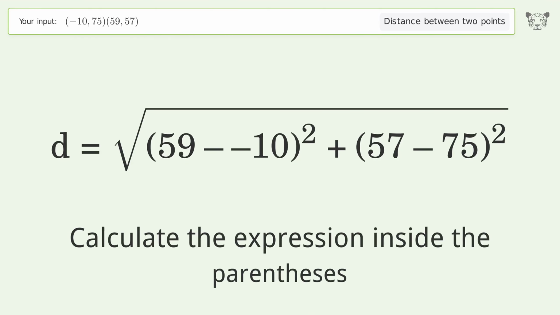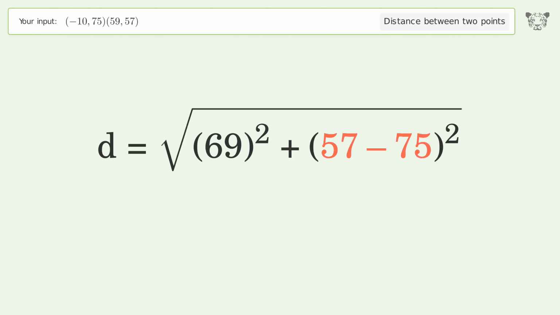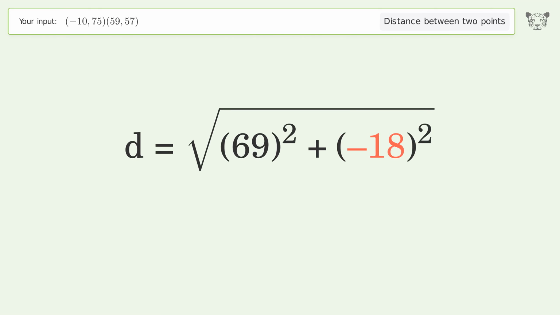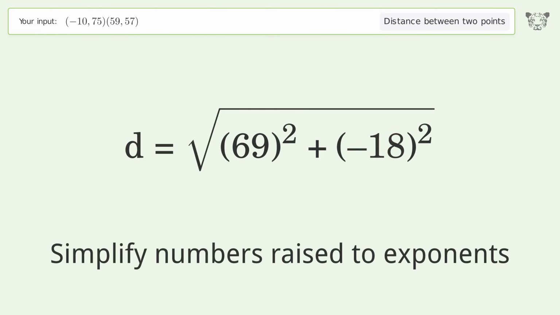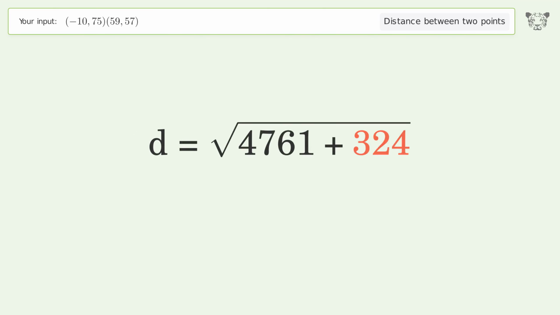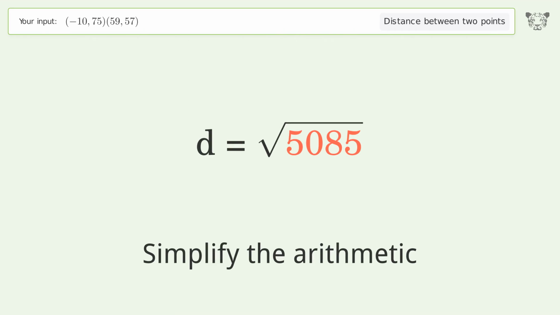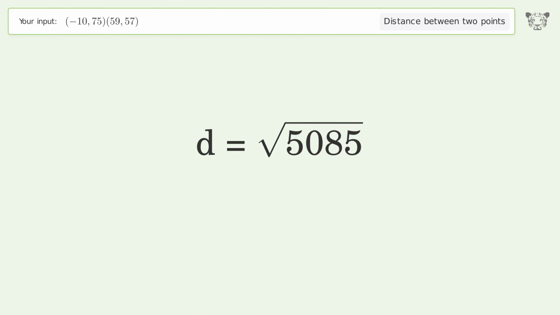Calculate the expression inside the parentheses. Simplify numbers raised to exponents. Simplify the arithmetic. And so the distance between the 2 points is the square root of 5,085 or 71.309.